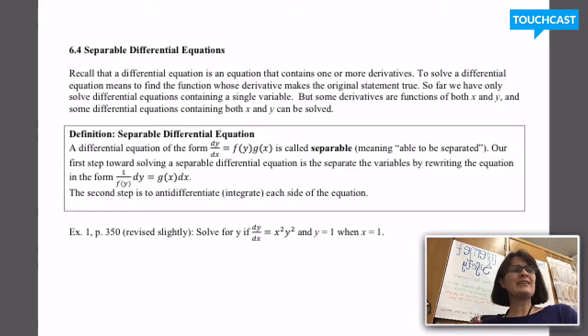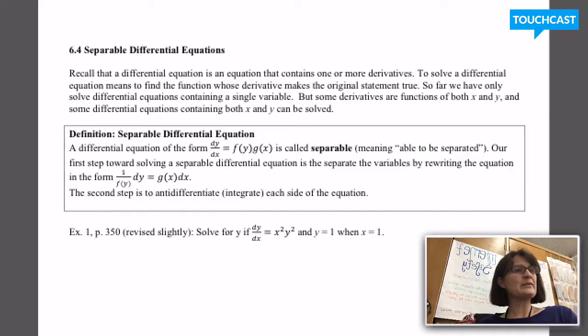So here's a definition for a separable differential equation, which is like the second friendliest kind of differential equation and the most difficult that we'll solve in this course. It's a differential equation where dy/dx is equal to some function of x multiplied by some function of y. Notice those two functions, f of y and g of x, can't be added or subtracted together, they have to be multiplied together.